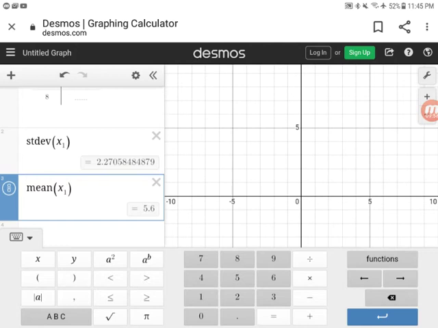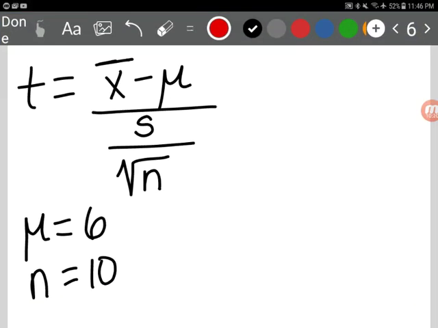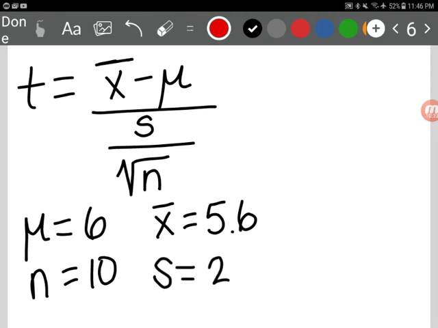Now again, you can type in standard deviation and input the 10 values, and then type in mean and input those 10 values. But if you do a table, that helps you from doing so much extra work. So do the table, and then the command will understand that X1 represents those 10 values. Let's go back. Now we have our sample mean, which is 5.6, and we have our sample standard deviation, which is 2.27. We have everything we need. We can now input it into our problem.